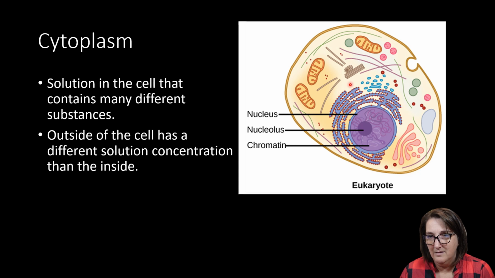So cytoplasm is made up of cytosol, and think of cytosol kind of like a Jell-O fruit salad. The Jell-O is going to be like the cytosol, and then all the fruit pieces are suspended in it. The whole thing is cytoplasm, but the Jell-O surrounding the fruit is kind of like the cytosol.